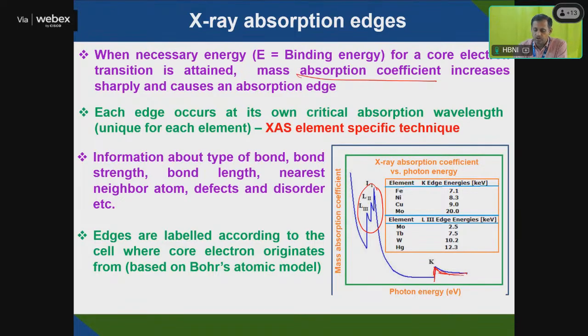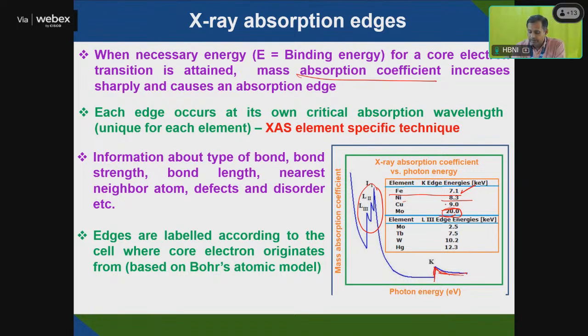And each edge occurs at its own critical absorption energy, like the K shell and L shell, the K shell of copper or nickel, or the L shell of manganese or nickel. They are different. You can see Fe K is 7.1, nickel K is 8.3, and molybdenum is 20. But for a high Z material, you can see 20.3. So for all these elements, the K shell and L shell energies are different. That is characteristic to the particular element.